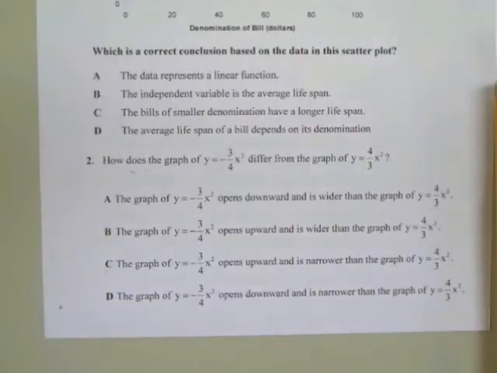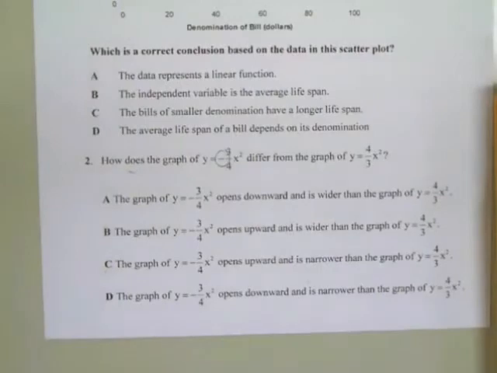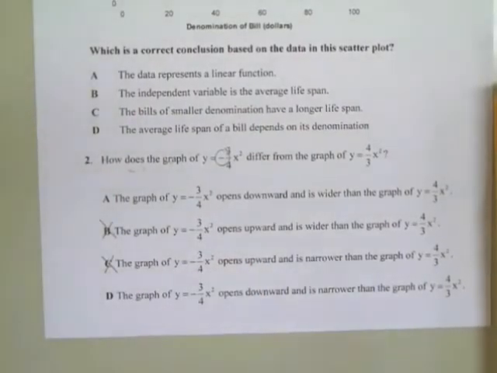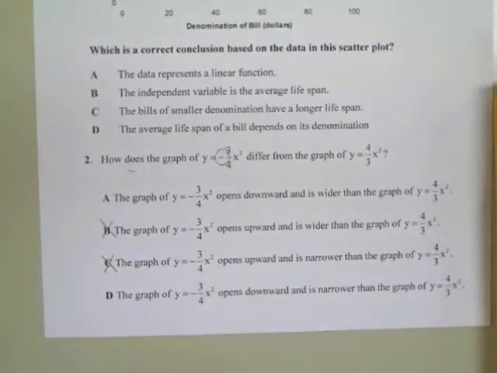Number 2. How does the graph of y equals negative 3/4 x squared differ from the graph of y equals 4/3 x squared? Well, the first thing, this negative in front of the negative 3/4 x squared, we know that will make the parabola open downward. So we can automatically rule out choices B and C because we know that the parabola must open downward. Then we need to figure out which one is wider or which one is narrower.